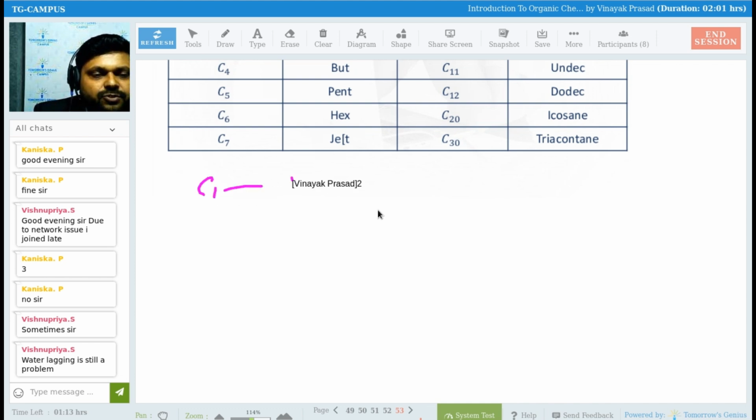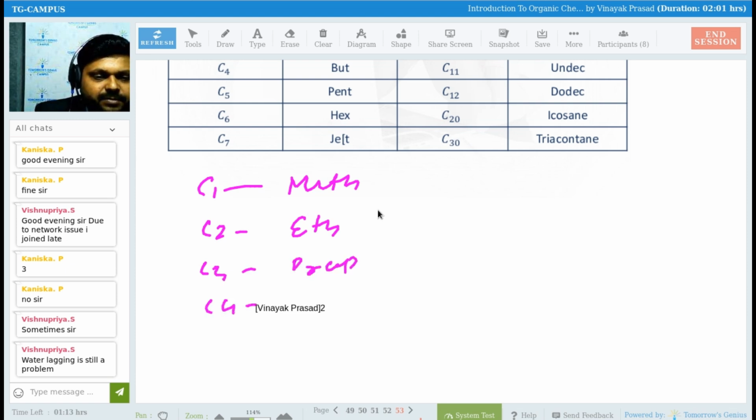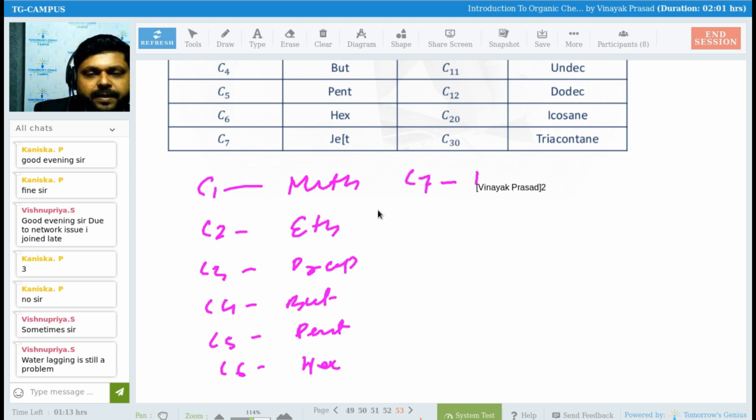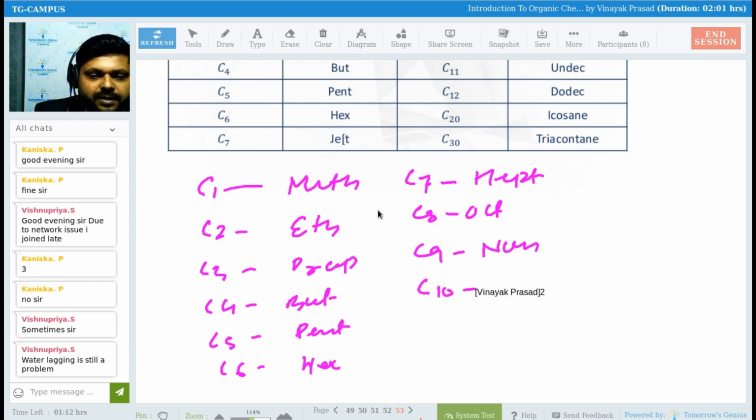If one carbon is there, we'll call it meth. If two carbons, then it will be eth. 3 carbon, prop. 4 carbon, but. 5 carbon, pent. 6 carbon, hex. 7 carbon, hept. 8 carbon, oct. 9 carbon, non. 10 carbon, dec, right?